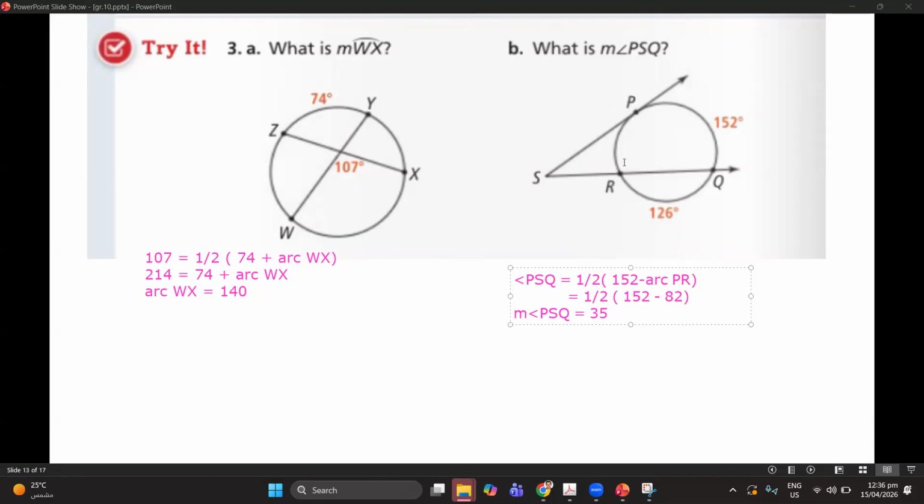So why did I find it this way? If you didn't understand, here I need the arcs PQ and PR. This one, I don't need. How will I find it now? I will subtract: 360 minus 152 minus 126. Is it clear? Yes.